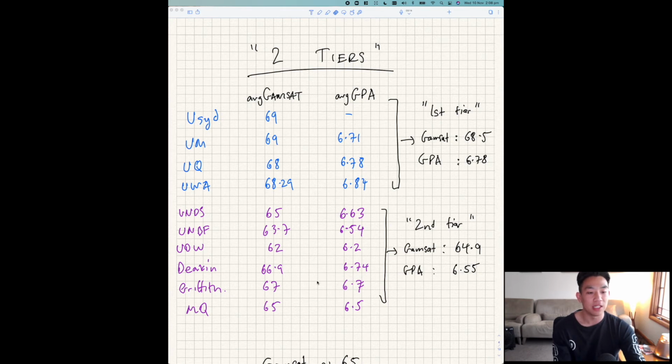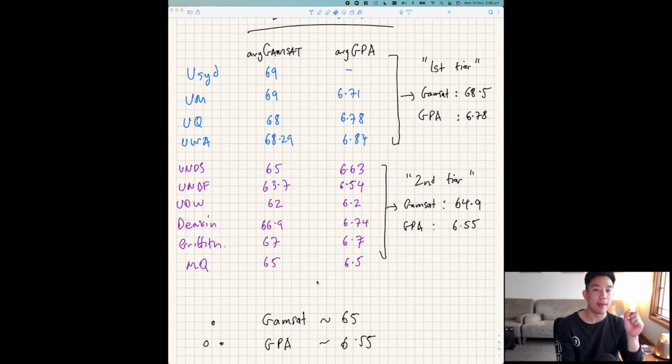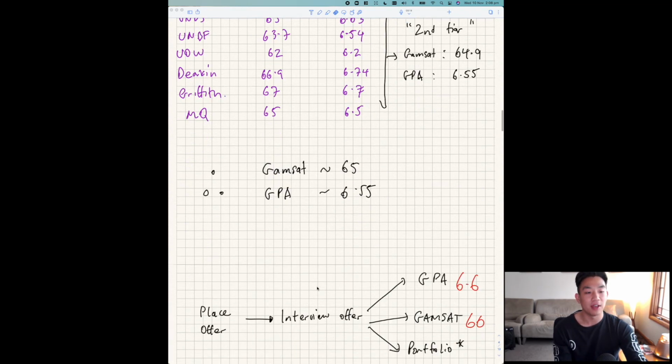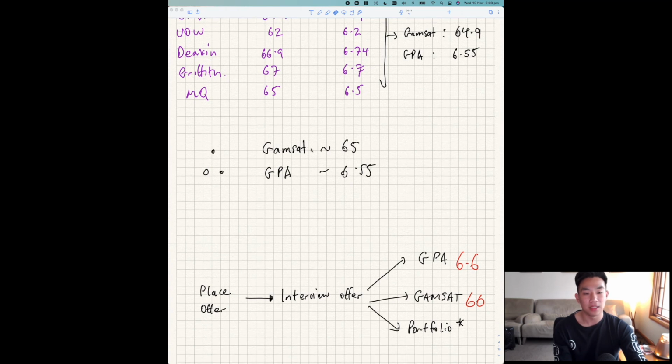And so what this means for us is that a competitive score for a medical place offer in Australia is a GAMSAT of 65 and a GPA of 6.55. Now, because these scores generally rise from year to year, it's good to just bump them up and think of it as a GPA of 6.6 and a GAMSAT of 66. So in conclusion, to be competitive for a medical place offer in Australia, you need a 66 GAMSAT and a 6.6 GPA. Now, huge caveat, many people have higher and lower scores and get in with them. This is purely just a ballpark figure.